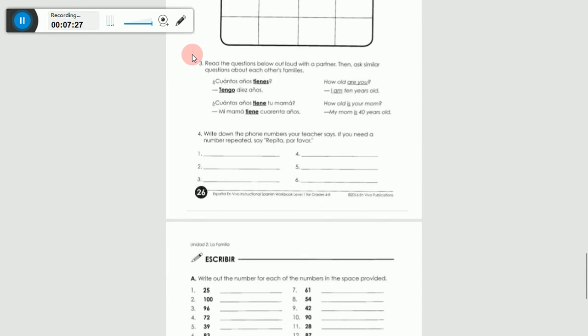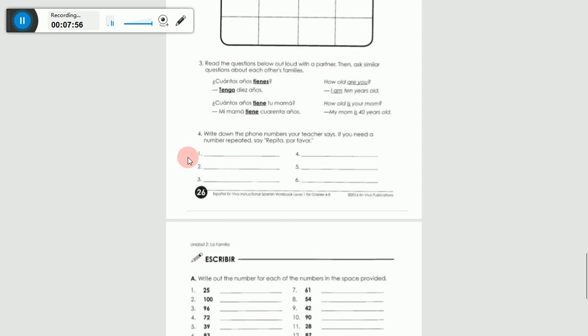Okay, for number 3, we're going to read the questions out loud with a partner, then ask similar questions about each other's families, or your own family if you're doing this at home. Okay, ¿cuántos años tienes? Tengo 10 años. ¿Cuántos años tiene tu mamá? Mi mamá tiene 40 años. And here you can see what that means.